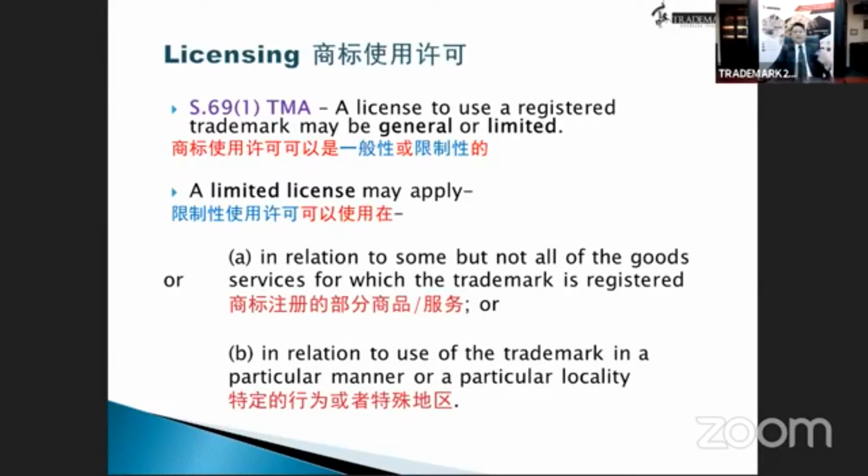So what is a limited license? A limited license limits the goods and services that you're selling, or the use of a trademark in a particular manner or particular locations. So I can license you to operate my bubble tea, for example, in a specific shopping center in maybe Kepong or Cheras or Kuala Lumpur. I may specify a territory for you. I may even specify what type of products you can and cannot sell. That is called a limited license.